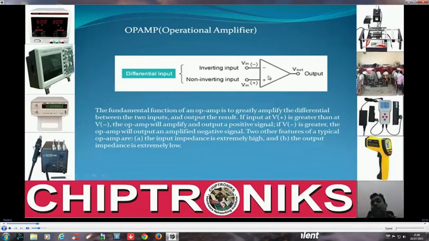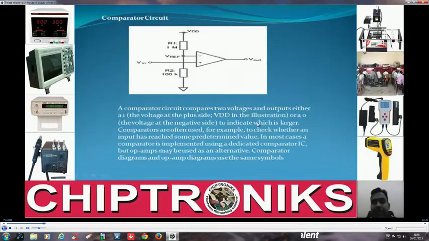Alright, and there are two important characteristics of this op-amp. The input impedance is high and the output impedance is low. The output impedance is low, that means it will drive the output signal very easily, and if input impedance is high, that means it will not accept any current, it will not load the input circuit, whereas it will just drive the signal easily to the output. So these are the two important characteristics of an operational amplifier, and we call operational amplifier an op-amp.